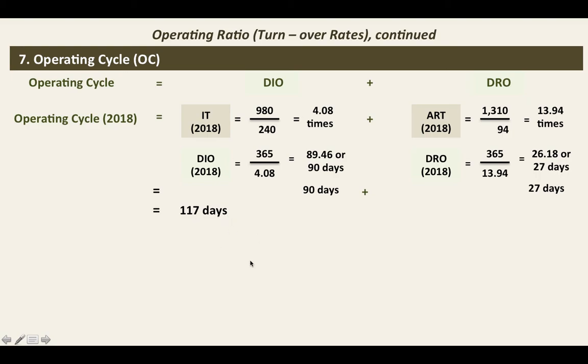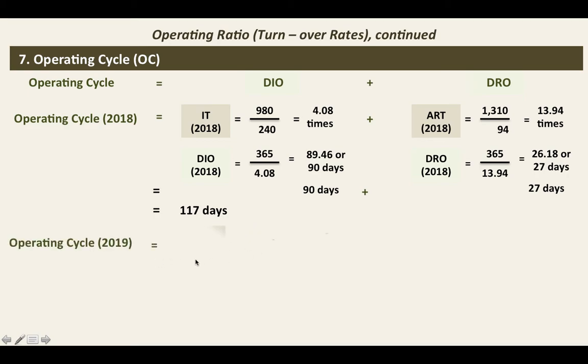It means that it will take 117 days from the time that you purchase the inventory up to the time that you sold it and up to the time that you have collected it. It's a complete cycle, okay?